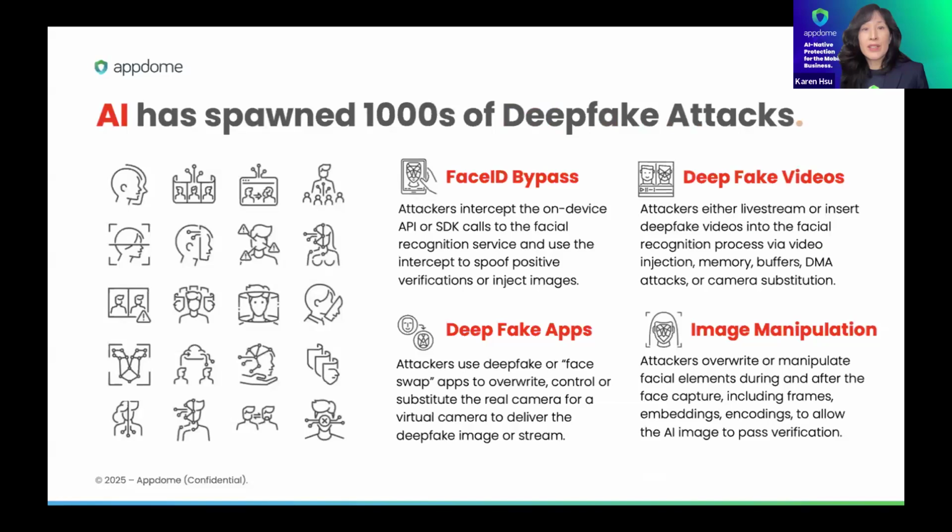If you've used Face ID, you can see that attackers are able to intercept this facial recognition or biometric recognition process. They're able to spoof images and inject images. They're able to use deepfake videos. Basically, as you're logging into your app, the attacker can swap out your image for theirs so they can get in and use your app. They're inserting deepfake videos in the facial recognition process, doing camera substitution, and manipulating images.